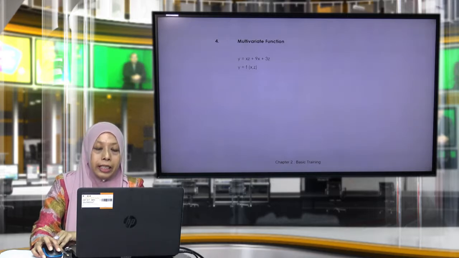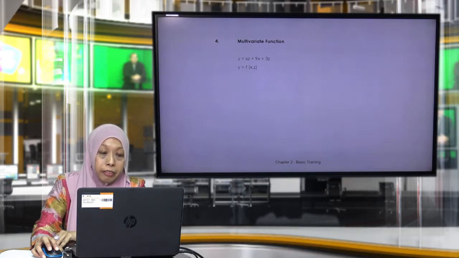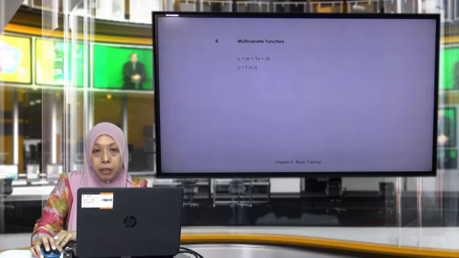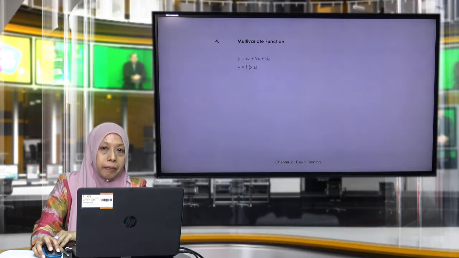So we have looked at the different types of mathematical function. We have a linear function where the highest exponent is equal to 1, a quadratic function where the highest exponent is equal to 2, a cubic function where the highest exponent of the independent variable is equal to 3, and a multivariate function where your independent variable comprises more than 1.